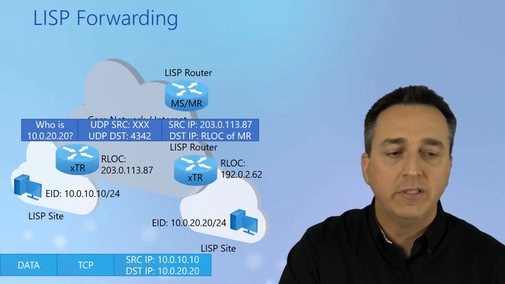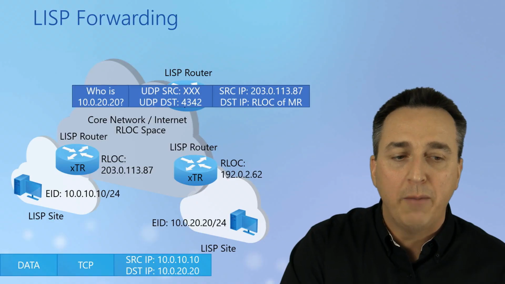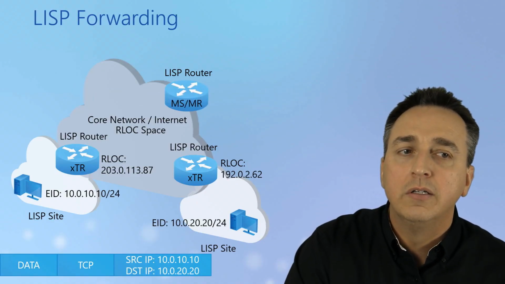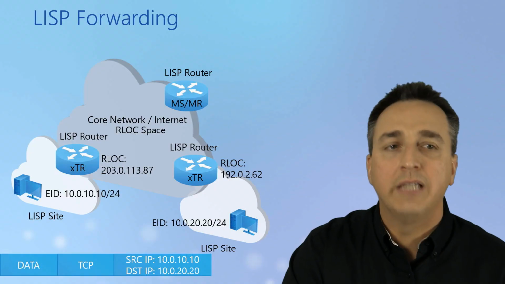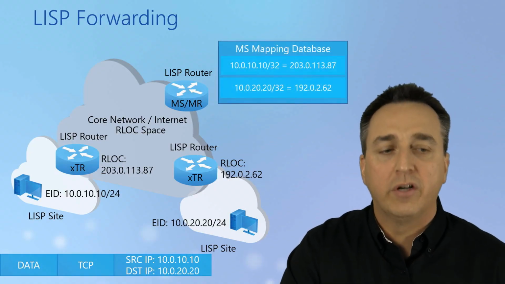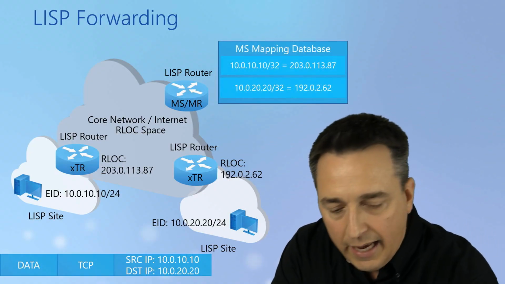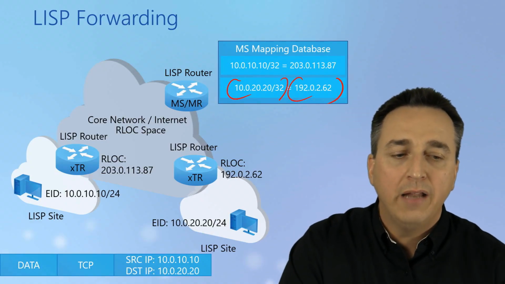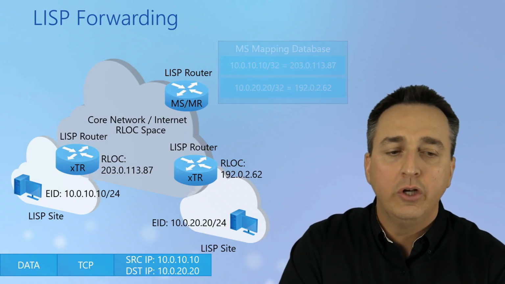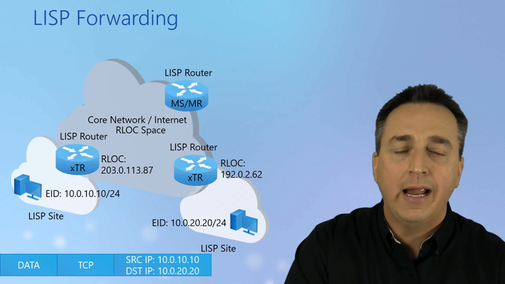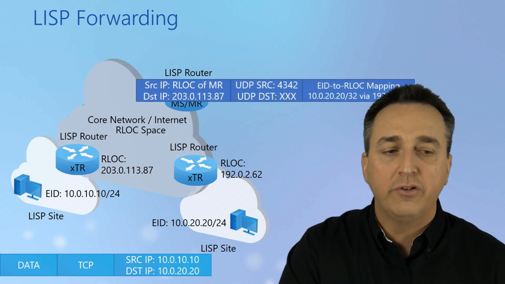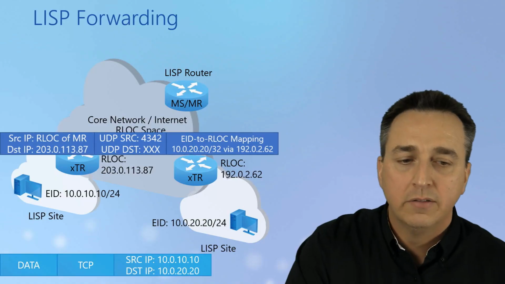So let's go ahead now and send it to the map resolver. The map resolver gets it. And what does it do? It has to contact the mapping server. In this case, it's one and the same device. So the mapping server consults its database, and it says this is reachable via that. So now that information can be provided to that ETR, or the ITR, that had asked for it. So that information is then created into a packet and sent back.